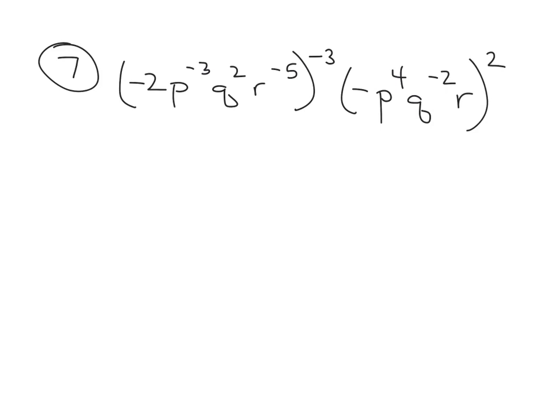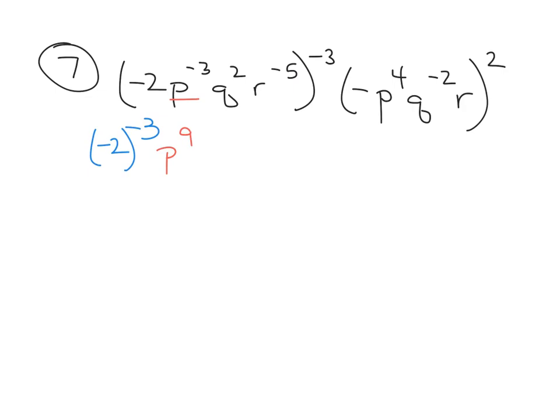So here we go. We're going to start with the first parentheses, okay? We're going to do the power to a power. So the first thing I'm going to do is I'm going to write down my coefficient negative 2, and it's to the negative 3rd. Now, I am not going to touch it beyond that for right now, okay? So now let's look at the p's. So I have p to the negative 3rd to the negative 3rd. That's p to the 9th.